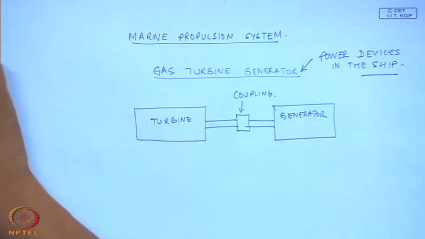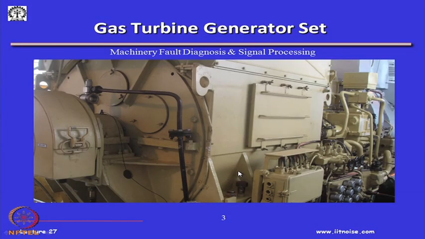So, I will show you a few pictures of a condition monitoring we did on a gas turbine. This is the gas turbine, and this is coupled to a generator. You can see the heavy exhaust here, and this is the generator. We have put an accelerometer on the bearing housing of the generator. This was a case study from one of our projects sponsored by the DRDO for the Indian Navy, wherein we are trying to see the feasibility of using motor current signature analysis for monitoring the health of a gas turbine.